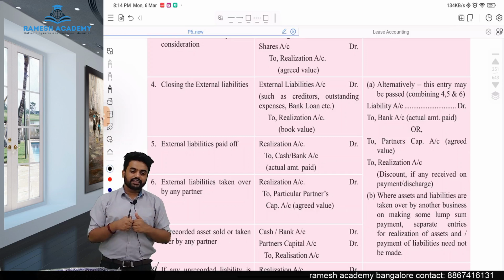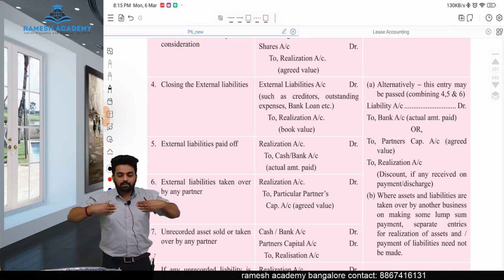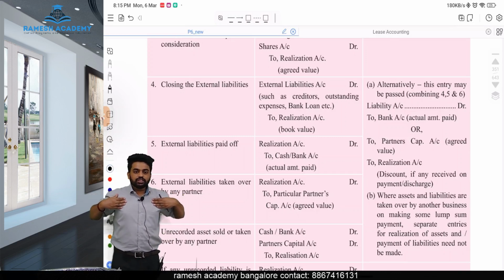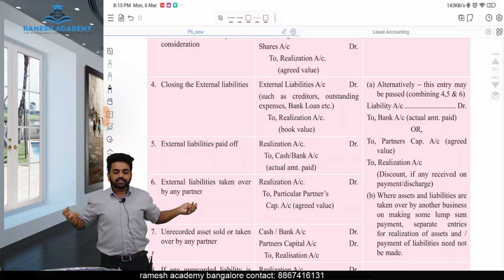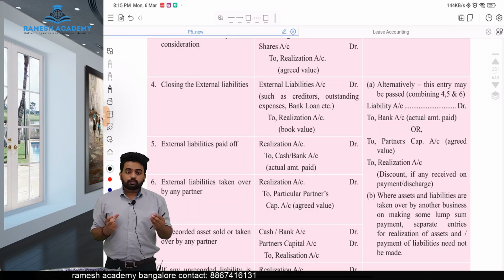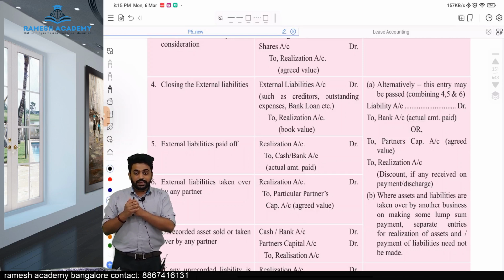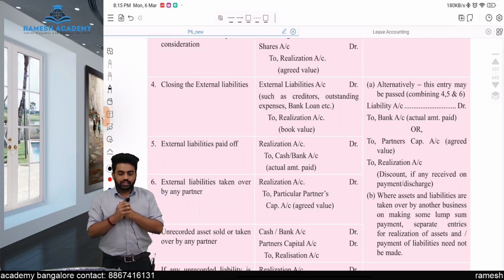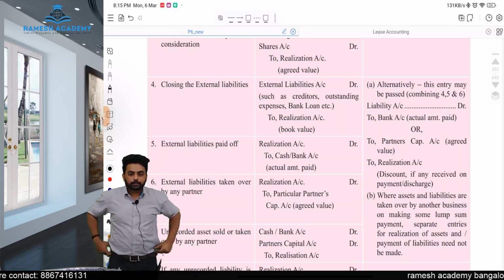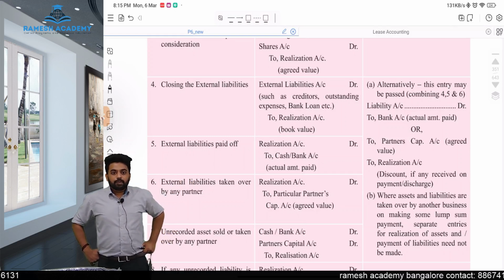One more thing is there in the realization. One of your partners might say, boss, I am going to look after the realization, you pay me 5,000, 10,000, 20,000, like that. He might ask the firm to pay certain money towards the realization, where he will be looking after it. Then listen carefully. Whatever the realization expense happens, that should be borne by the partner.